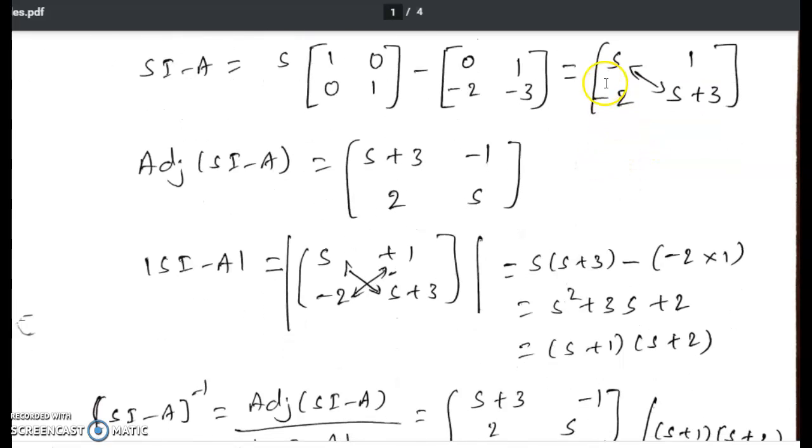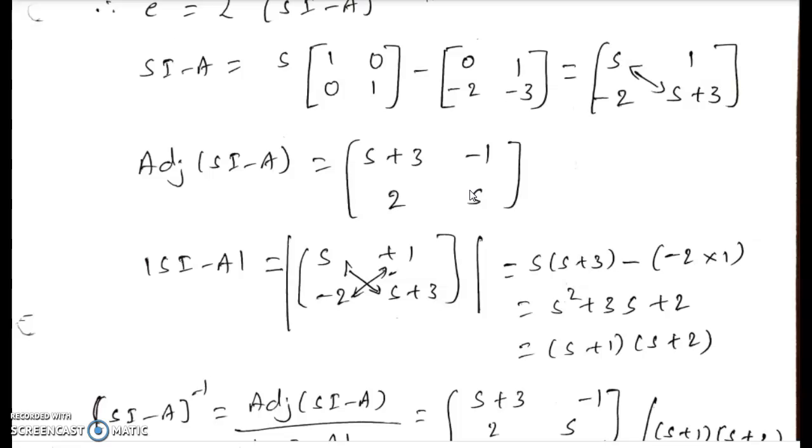Okay. So here S plus 3 and S are in reversed order. Here 1 is there, so you have to take minus 1, and here minus 2 is there, so you write 2. So for a 2 cross 2 matrix, you directly write the adjoint. It is only applicable for a 2 cross 2 matrix, not for 3 cross 3. Okay. So the direct adjoint is written, right?